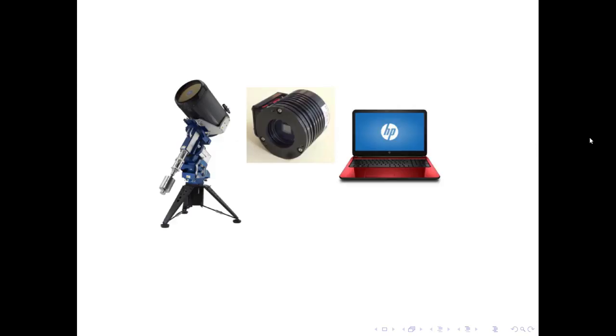So here is the basic setup. We have a big telescope here. This is the Meade Max mount. I think its maximum capacity is over 100 kilograms, which means that I could form a neat little seat here that I could sit on, and then the telescope could carry me around. That would actually be pretty cool.